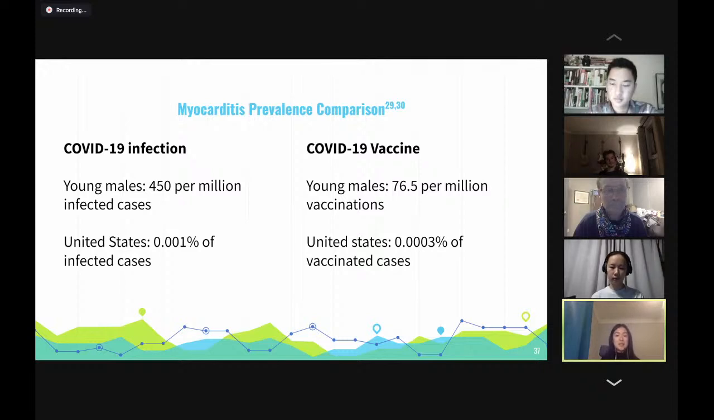In a CDC investigation from March 2020 to January 2021 of over 900 hospitals, it was noted that those with COVID-19 infections were 0.146% more likely to get myocarditis than those who did not. 0.001% of infected individuals developed myocarditis, compared to 0.0003% of vaccinated individuals who developed myocarditis.